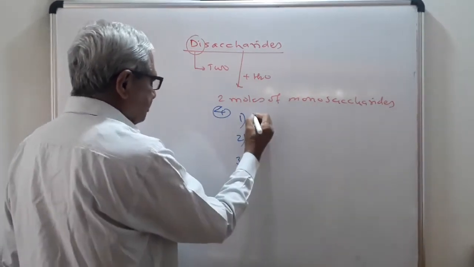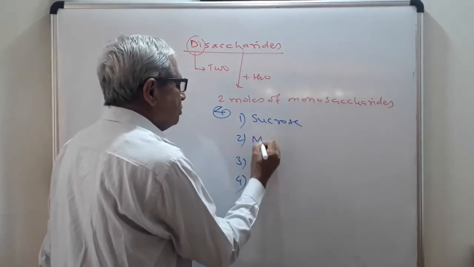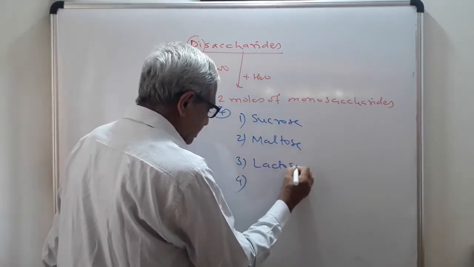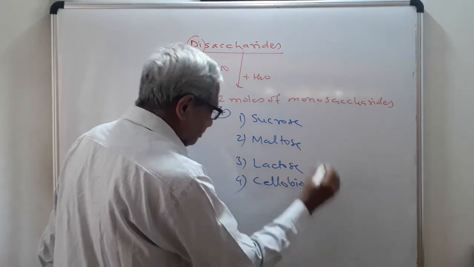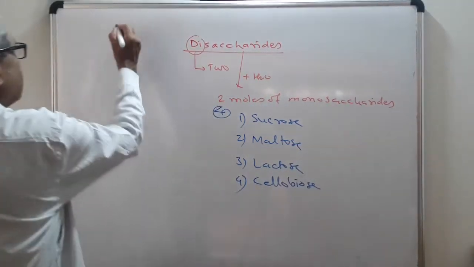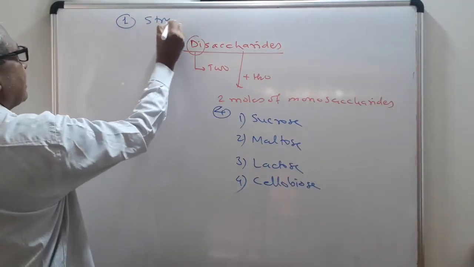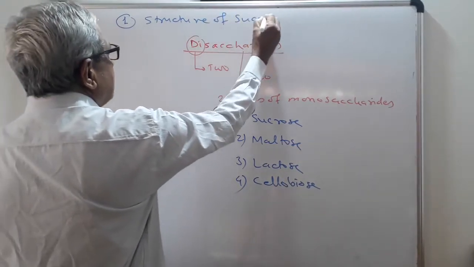The structure of sucrose, maltose, lactose, and cellobiose. So these four you have to learn in detail. Now see, I will start the point number 1, that is structure of sucrose. So give the title, structure of sucrose.